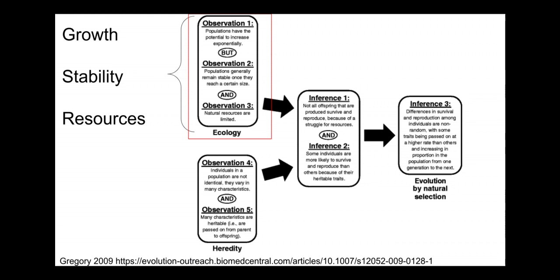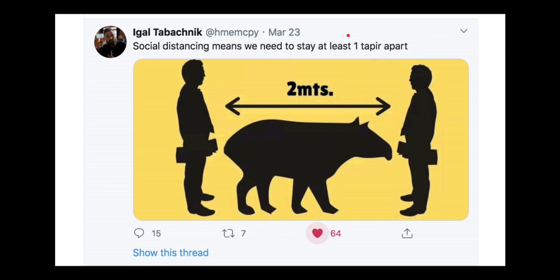So between this and the previous video, we've talked about Darwin's ecological observations and how Marr put them into a framework: growth, stability, and resources. Darwin then tied all of these together into his first inference, which we'll talk about in the next video.